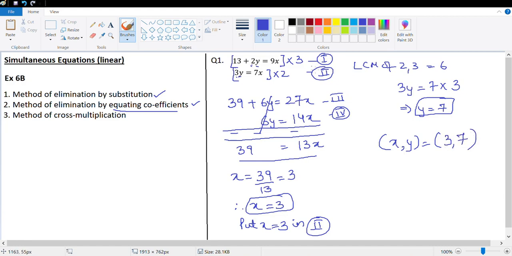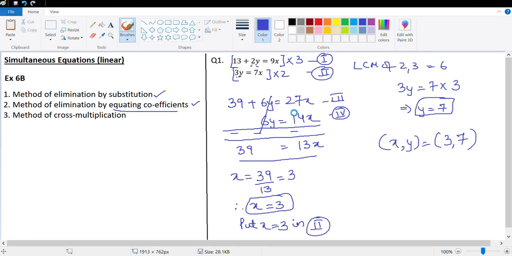So I hope you noticed what we did. We made the coefficient of either x or y equal. In this question, we made the coefficient of y equal. After that, we subtracted. Let's look at another question and see how we go about it. Let's look at the next one.